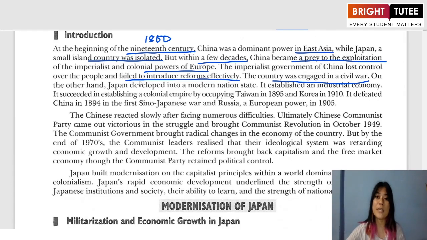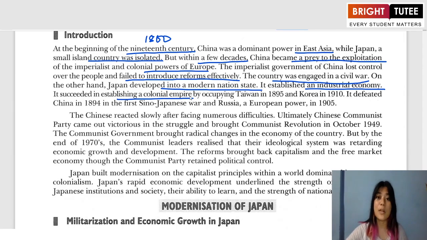Now, what was happening to Japan? Japan, on the other hand, did not experience similar things as China. Japan developed into a modern nation state. It established an industrial economy, so its economic power was growing, while China fell prey to exploitation by the imperialist and colonial powers of Europe. And as Japan became powerful economically, it succeeded in establishing a colonial empire.